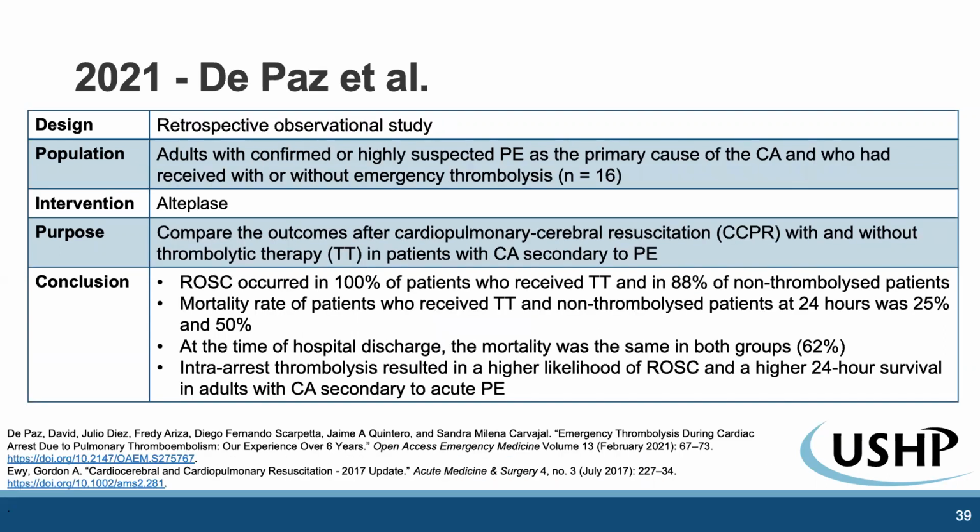And then next we have the 2021 DePaz and researchers, in which this was a retrospective observational study. The population consisted of adults with confirmed or highly suspected pulmonary embolism as the primary cause of cardiac arrest, and then those who had received either with or without emergency thrombolysis. This is another small study in which we had 16 patients, and the intervention was alteplase.